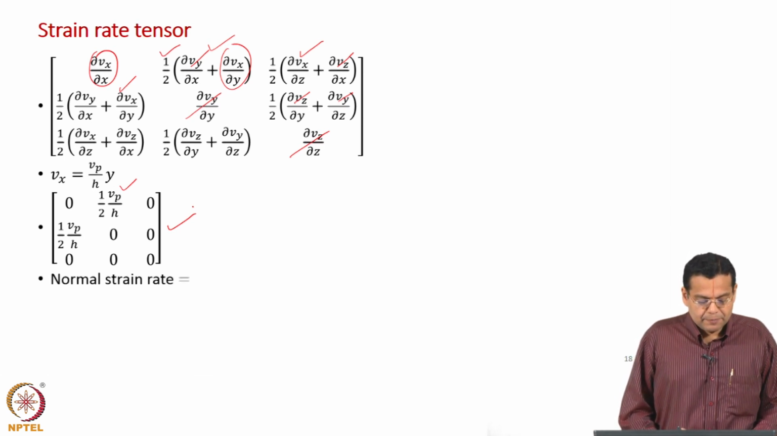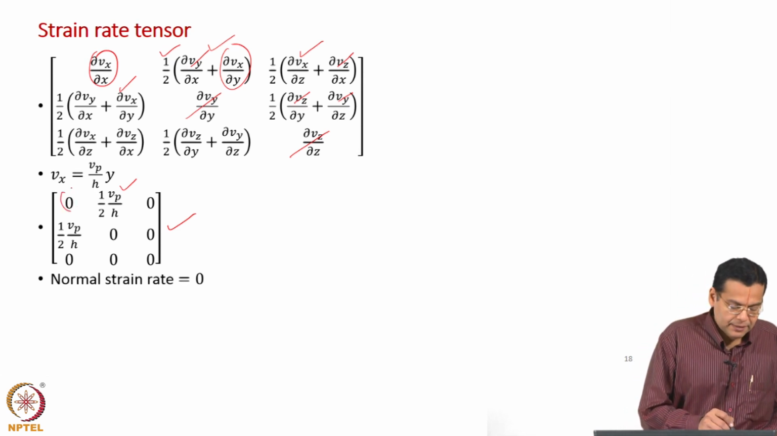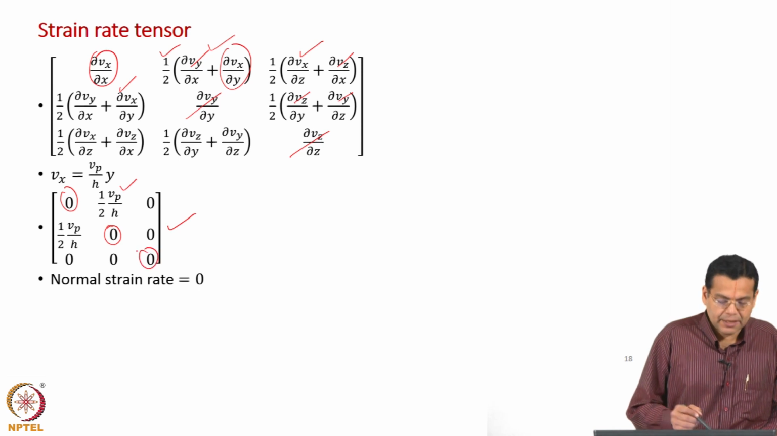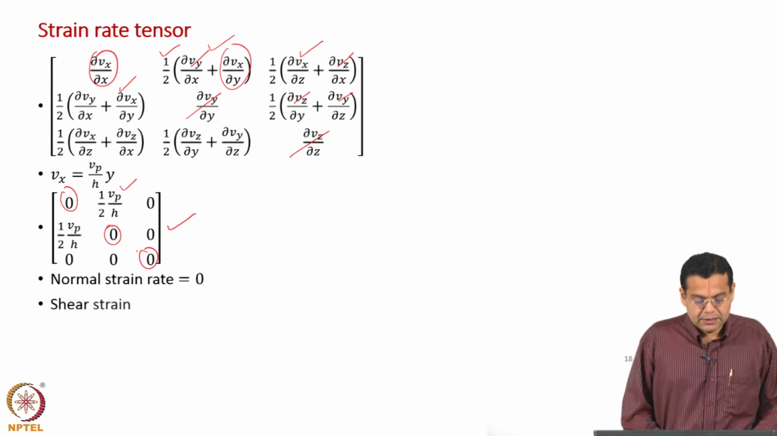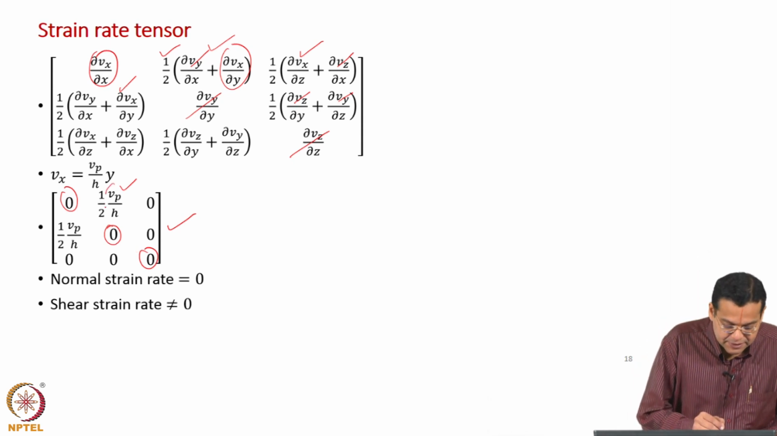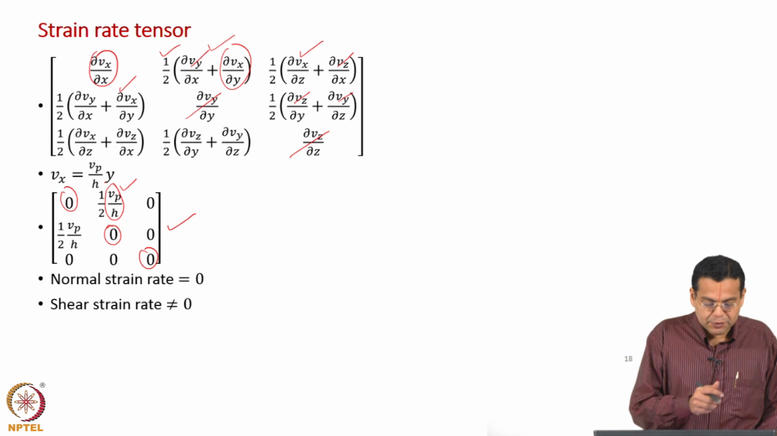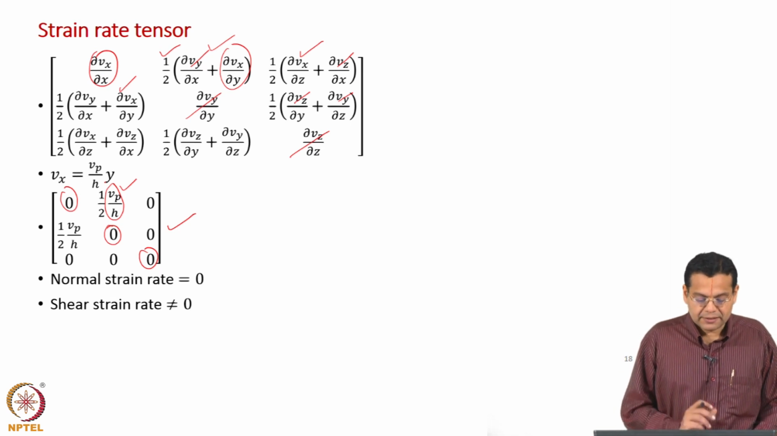Now, what do we conclude? The normal strain rates, the diagonal elements, are 0. The shear strain rate is not equal to 0. What is the shear strain rate? Remember, that particular strain rate tensor component is the shear strain rate by 2. So, V p by h is the shear strain rate, and that is non-zero.